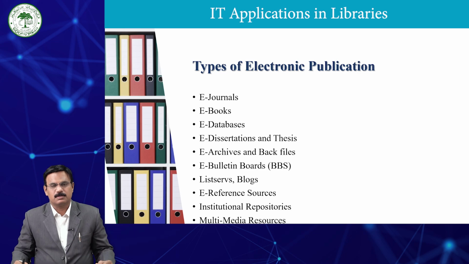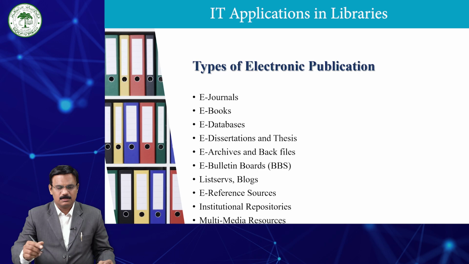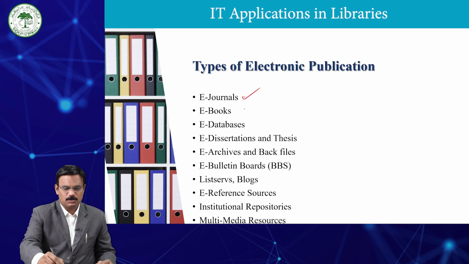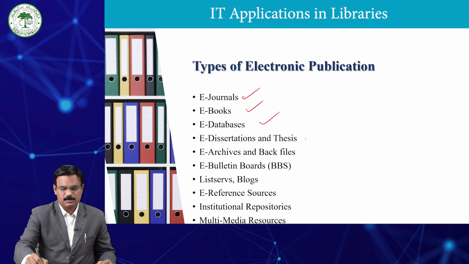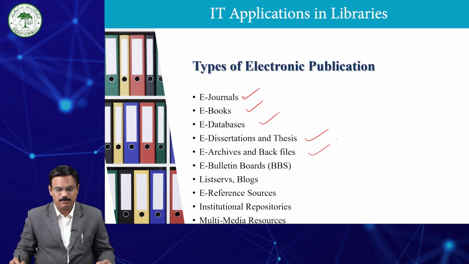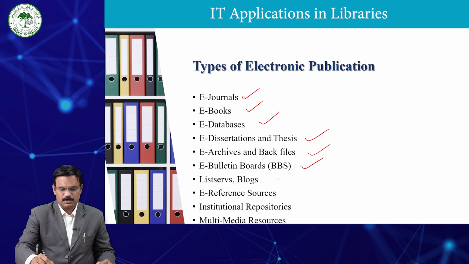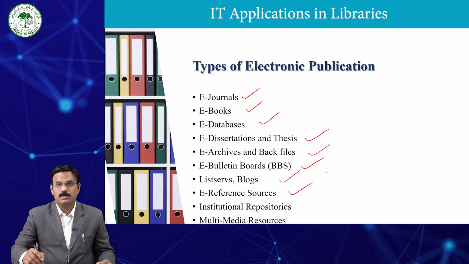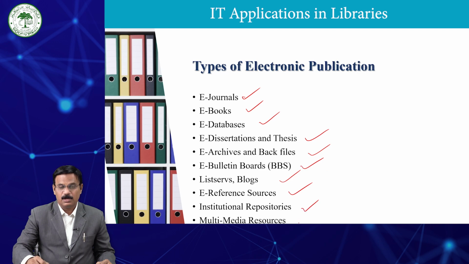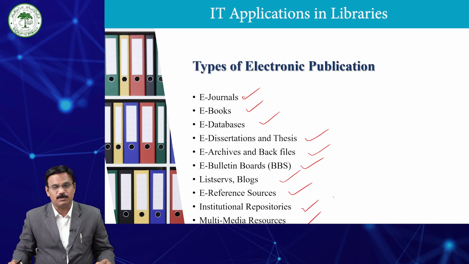Learners, now let us discuss what the different types of electronic publications are. E-journals, e-books, e-databases, e-dissertations and theses, e-archives and back files, e-bulletin boards, listservs and blogs, e-reference sources, institutional repositories, and multimedia resources. These are some of the major electronic publications.